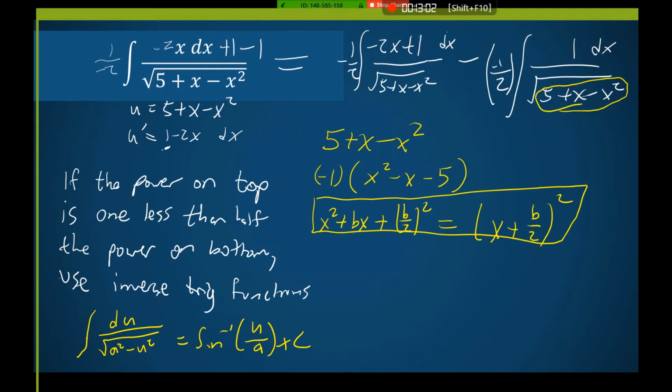My next step would be negative 1 times x squared minus x plus 1/4. That's negative 1 divided by 2 squared is 1/4. But I don't want to change the original problem, so I'm also going to subtract 1/4. And then I had a minus 5 on the outside. Minus 5 is negative 20 over 4. Okay, any questions on what I did here for completing the square?